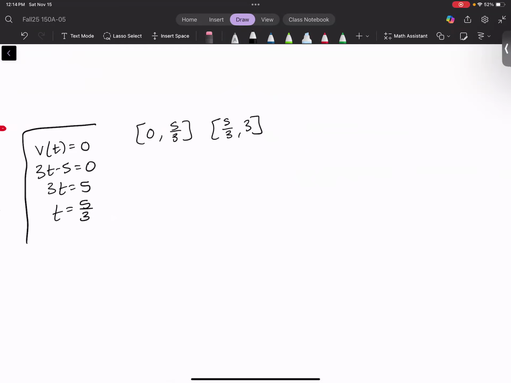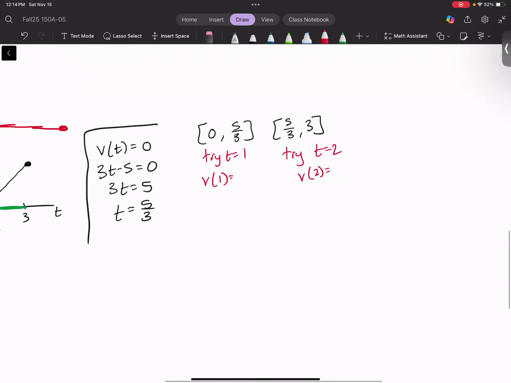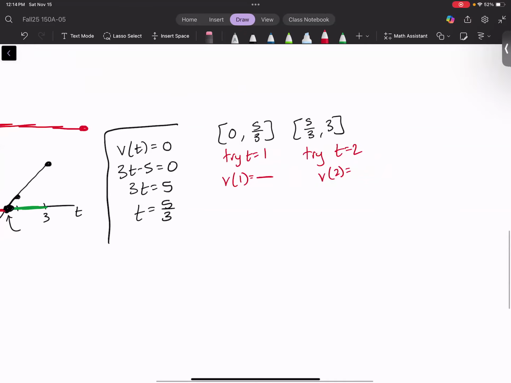Okay. So the way to figure it out, you just plug in a point, right? Just plug in a point. So here we can try t equals 2, and here we can try t equals 1. Okay, and you just plug in v of 1, v of 2. Okay, and what you'll find is this is in fact negative, this is in fact positive.